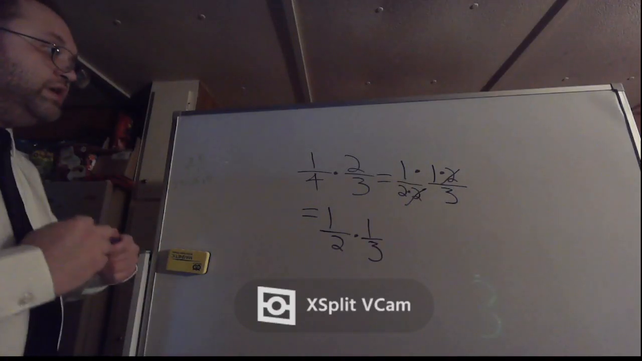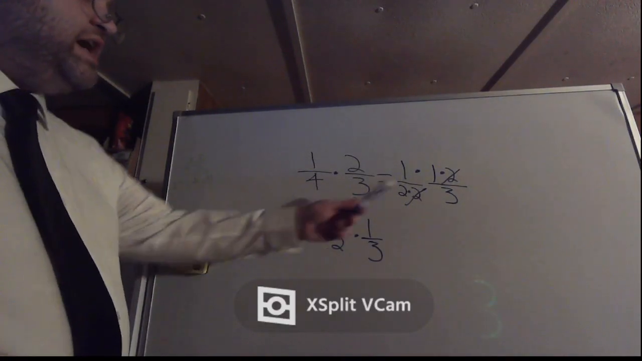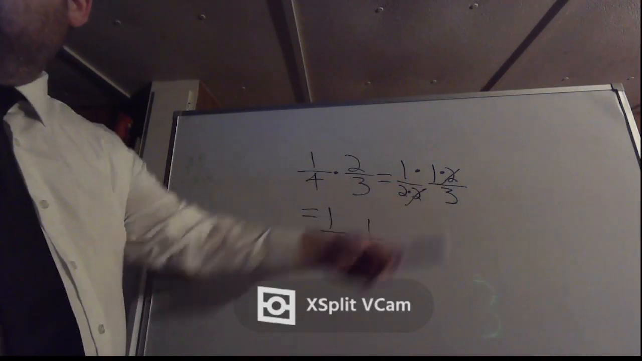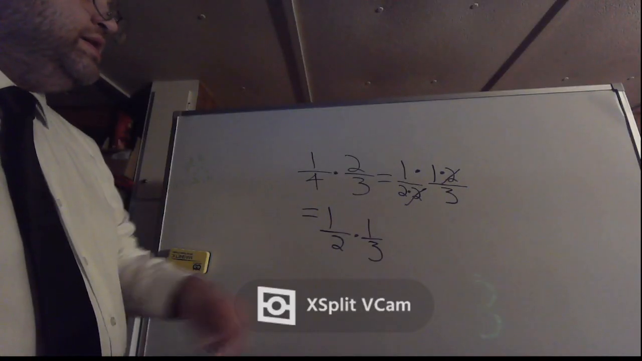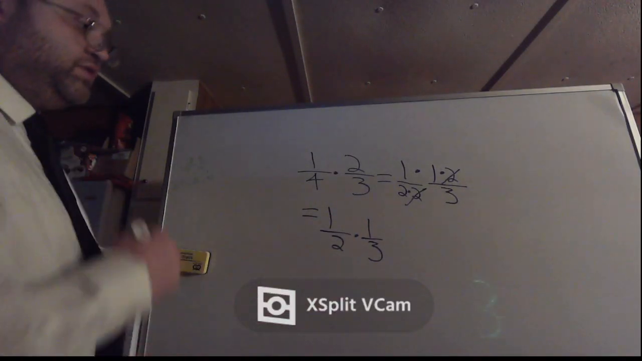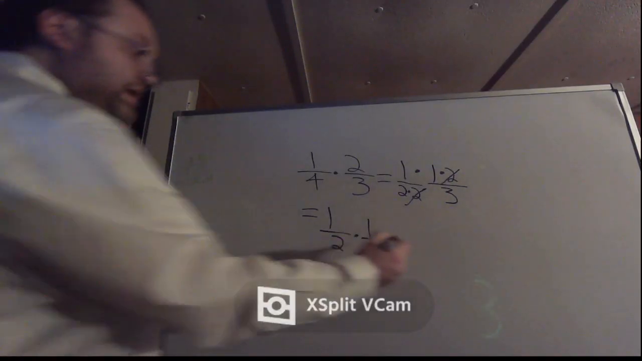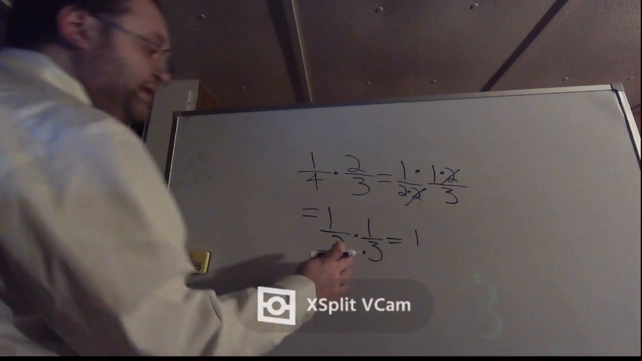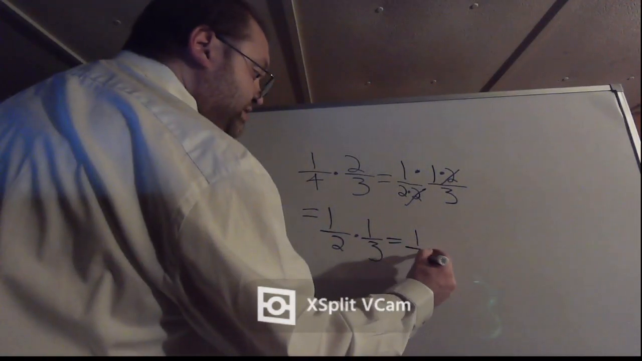So between 2 and 4, you have a common 2 you could factor out. I wrote it out the longer way. 2 factored out, so you're left with 1/2 times 1/3. Multiply numerators together, you get 1. Denominator 2 times 3, so your answer is 1/6.